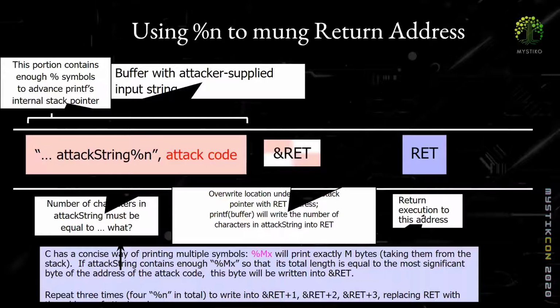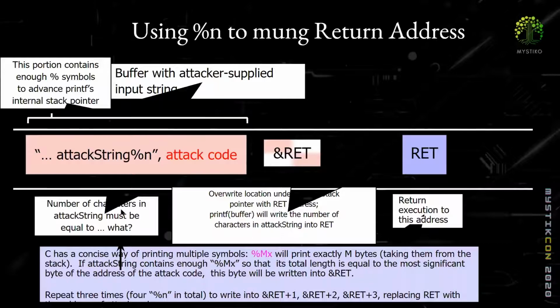Now using %n to mung the return address. This is the stack format when the previous function was being called, and this is the attacker string that contains %n, and this is the attack code. This portion contains enough % symbols to advance printf's internal stack pointer. Using %n multiple times, we are trying to advance the internal stack pointer pointed to by the string, to the buffer with the attacker-supplied input string. This is the buffer with the attacker-supplied input string.